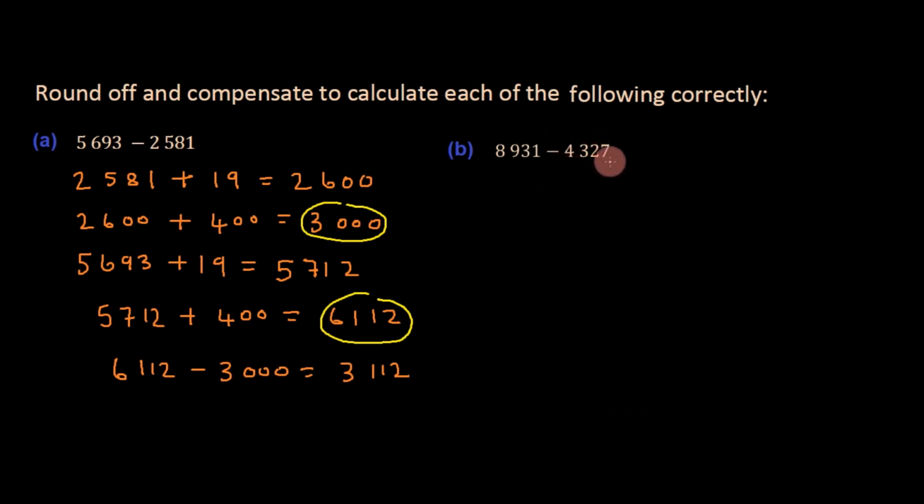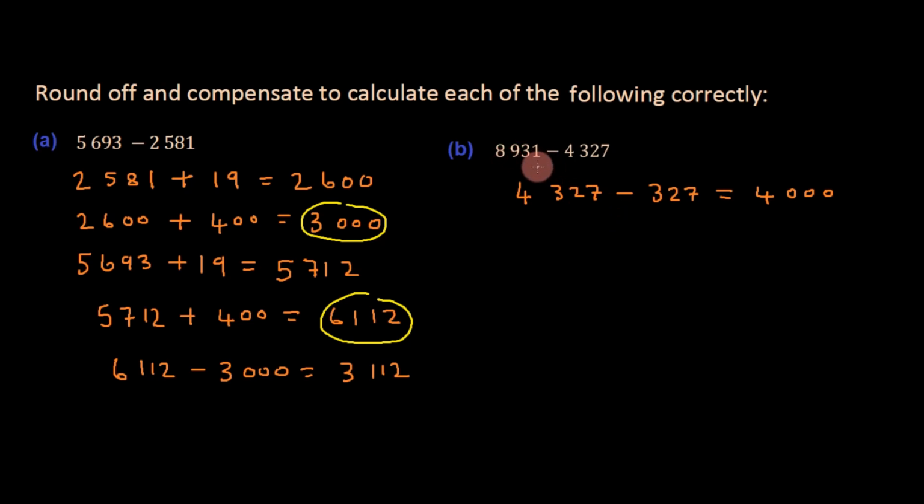Let's go to B. Once again, starting with what we're subtracting. So 4327. We're going to round it down to the nearest thousand. So we simply subtract 327. Because 4327 is closer to 4000 than it is to 5000. So we get 4000. Note that we subtracted 327 from 4327.